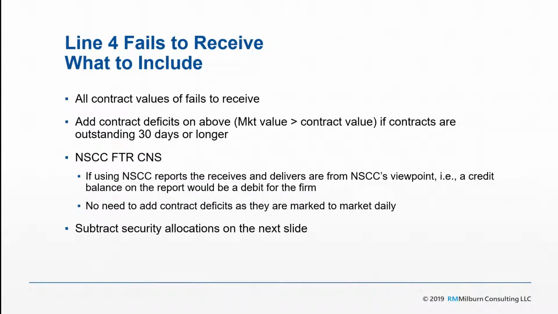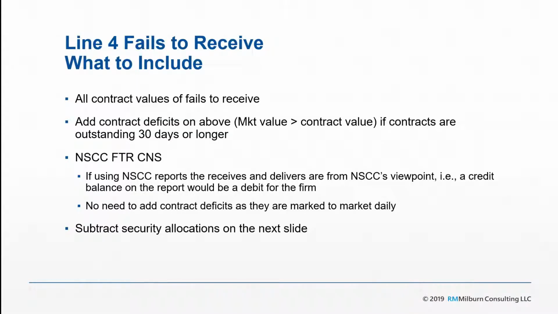So what are you going to include on the reserve calculation line 4 fails to receive? Well, it's the contract values for all of the fails to receive, the ones that aren't going to clear through NSCC. And if you have any deficits, if those contracts have been outstanding 30 days or longer, and if you have any contract deficits or fails to receive, that's when your market value is greater than your contract value. You're going to have to add those into the reserve calculation also.